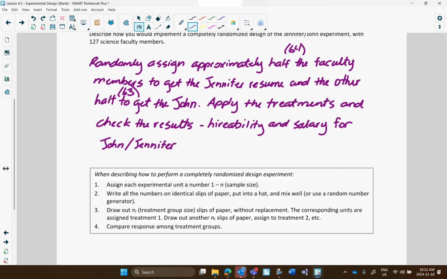So basically, when you are asked to describe a completely randomized design, follow this. You want to make sure you talk about the random assignment and how precisely you're going to go about it. Then you want to mention that you're going to apply the treatments, and then you want to mention that you're going to check the results, whatever the response variable is that you're measuring. Okay. So that's the basics of experiments, but we're going to go into a little bit more discussing experiments in the next lesson.